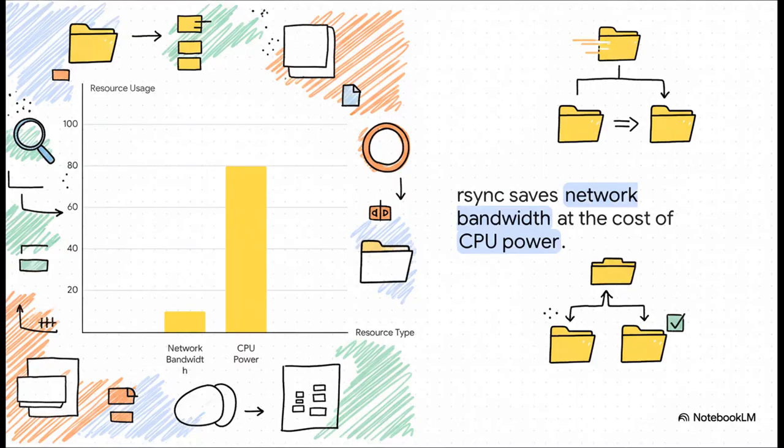But there's no such thing as a free lunch. This efficiency comes with a trade-off, and this chart shows it perfectly. Rsync saves you a ton of network bandwidth, but it does it by using more CPU power on both ends to do all that clever checksumming and comparing. You're trading CPU cycles for bandwidth.